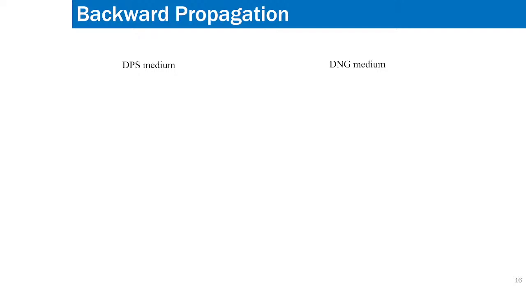Now let us see why the propagation in an LHM, left-handed medium, is called backward propagation. So let us compare propagation in two mediums: the DPS medium, which is double positive, where both epsilon and mu are positive, and the DNG medium, which is double negative, where epsilon and mu are negative. So let us start with the DPS medium.